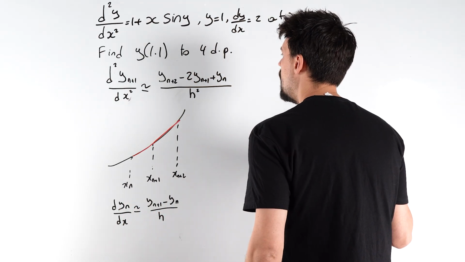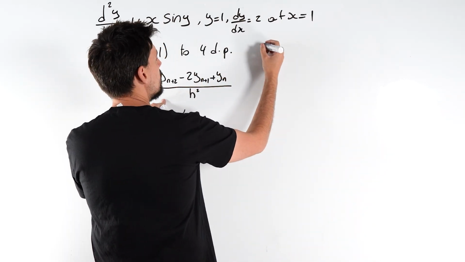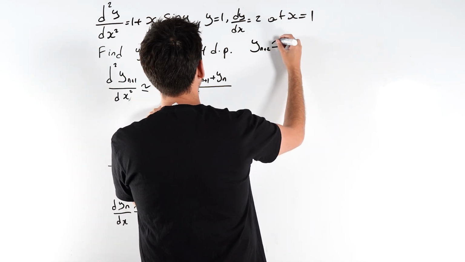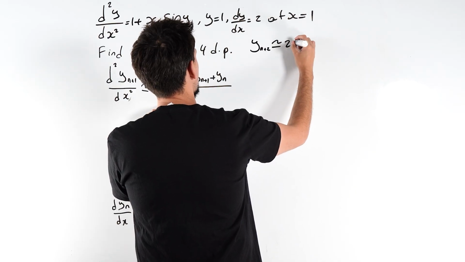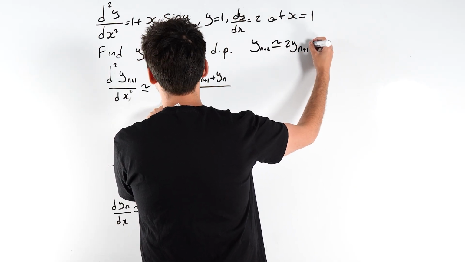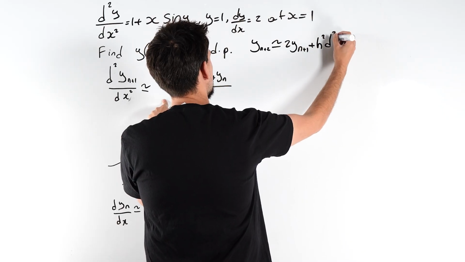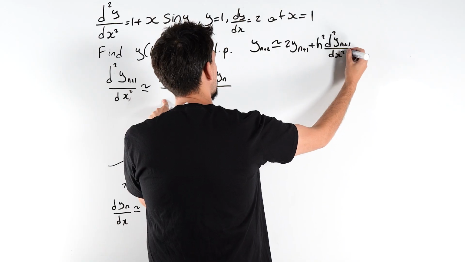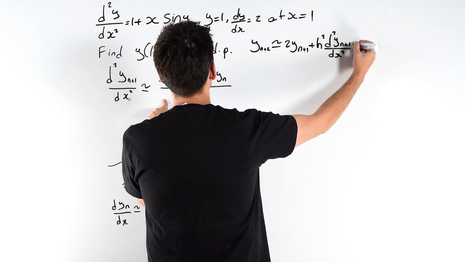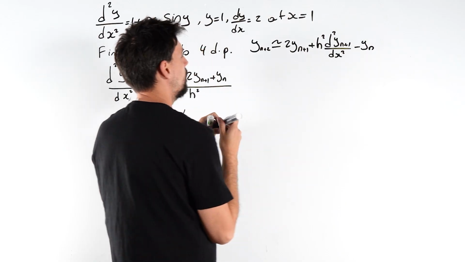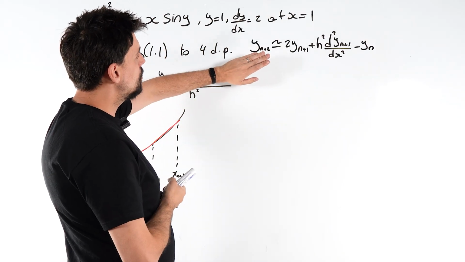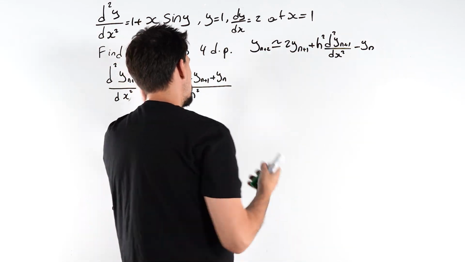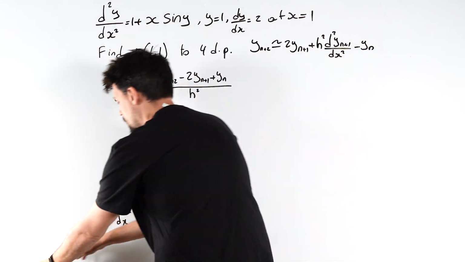How am I going to do that? If I rearrange this, I can get that yn plus 2 is approximately equal to 2 times yn plus 1 plus h squared d2yn plus 1 over dx squared, minus yn. So each new value of y depends on the previous two values of y, which helps smooth things out for me. Nice.